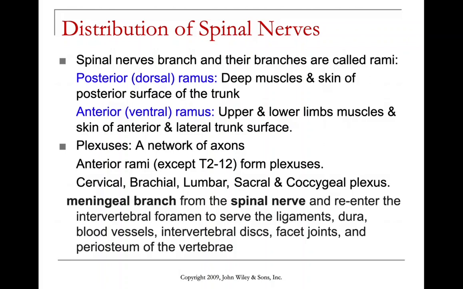So a plexus is a network of axons, so they will come out and recombine. So your anterior rami, except T2 through 12, will form plexuses. The plexuses we have are the cervical, brachial, lumbar, sacral, and coccygeal plexuses. You have the meningeal branch of the nerve that's going to come off of the spinal nerve and re-enter into the intervertebral foramen to serve the ligaments, the dura, the blood vessels, the intervertebral discs, facet joints, and periosteum of the vertebrae.